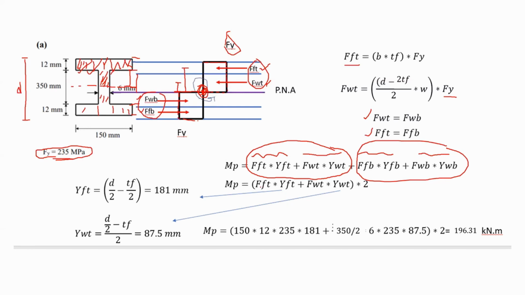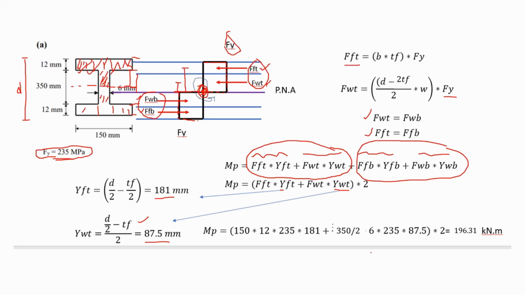So for instance, the force in the flange top, I multiply it by Y flange top, and Y flange top would be equal to D over 2 minus TF over 2. And that, in our case, would be equal to 181 millimeters. That's the moment arm for this force, FFT. What about the other one? I'm doing the same thing. I'm considering all the dimensions, and I get the moment arm equal to 87.5.